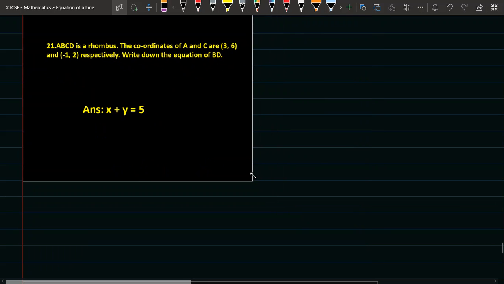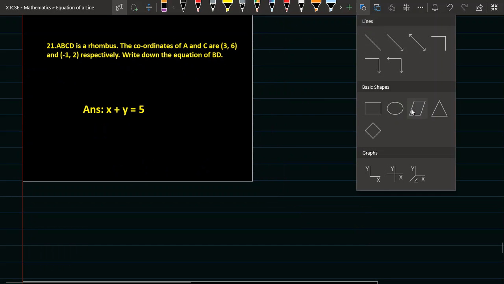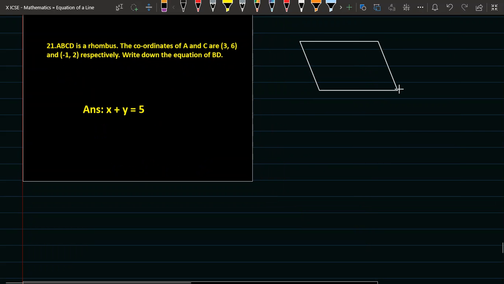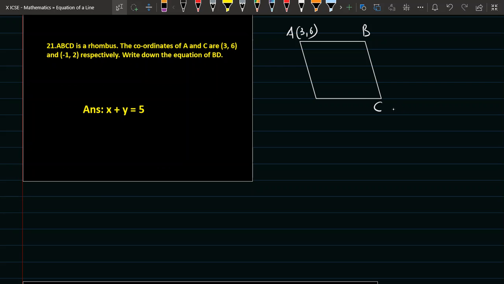ABCD is a rhombus. The coordinates of A and C, let me just draw a rhombus. ABCD is a rhombus. Coordinates of A are 3, 6, B we don't know, C के coordinate हैं -1, 2 एंड D के कोऑर्डिनेट नहीं पता है. Write down the equation of BD.